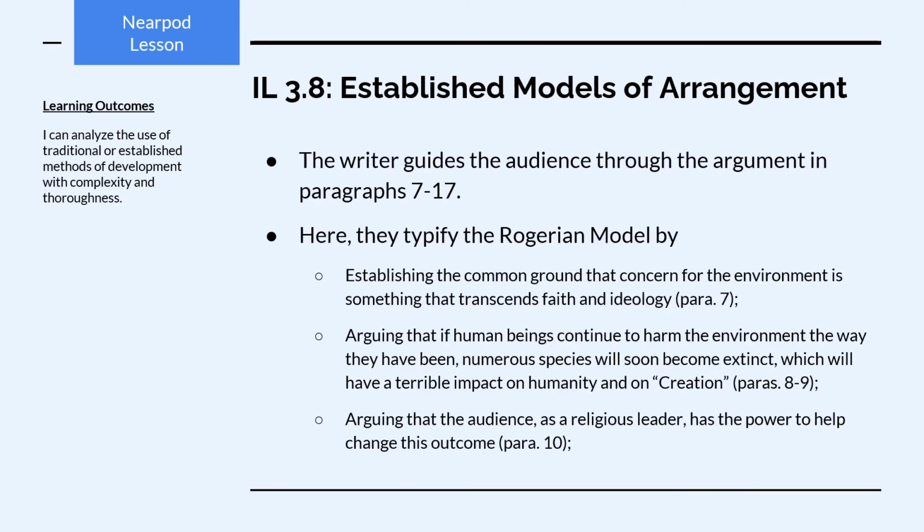Question 3. The writer guides the audience through the argument in paragraphs 7 through 17. And they typify the Rogerian model here by establishing the common ground that concern for the environment transcends faith and ideology. They argue that if human beings continue to harm the environment the way they have been, numerous species will soon become extinct, which will have a terrible impact on humanity and on creation. They also argue that the audience, as a religious leader, has the power to help change this outcome.